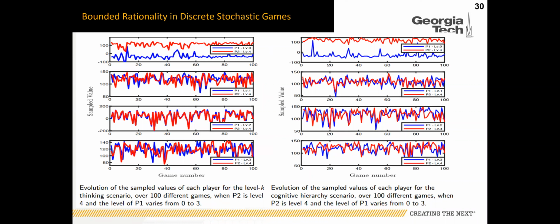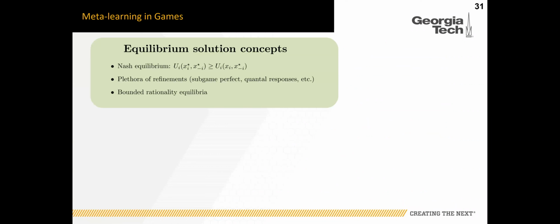Here you can also see we have run this framework for 100 different games, where player 2 is level 4 and the level of P1 on the left varies from 0 to 3. So you see what happens: eventually we are able to learn the policies. On the right, you can see this with the cognitive hierarchy framework. The left is level K thinking, the right is cognitive hierarchy. Again, similar results.